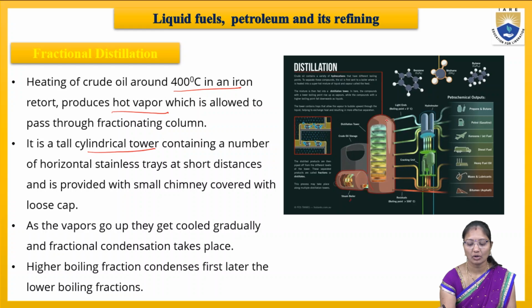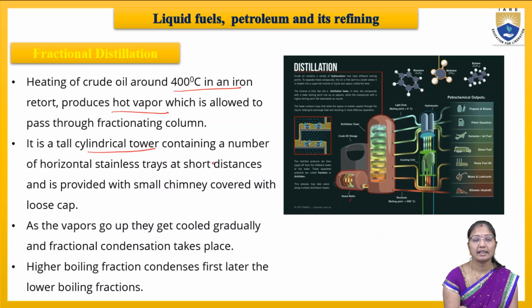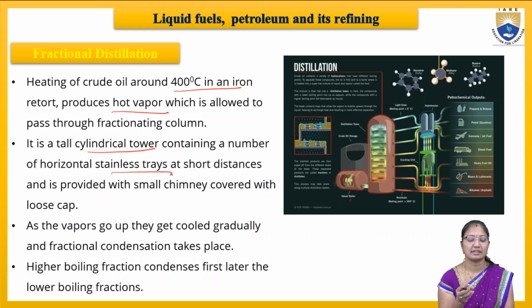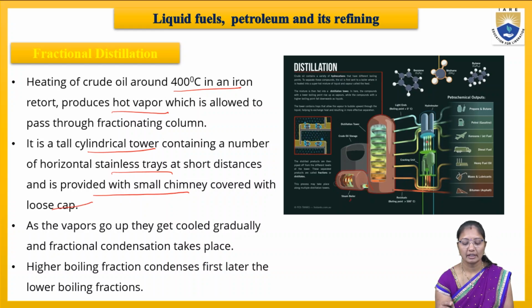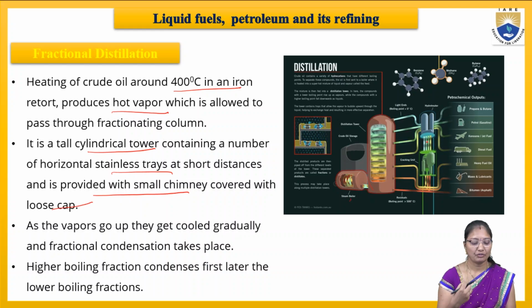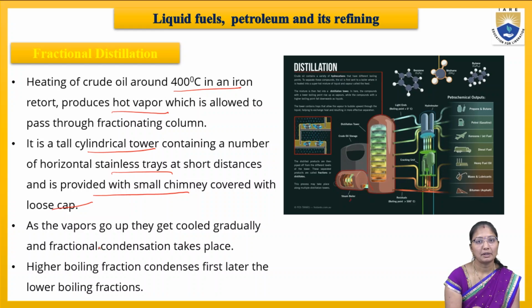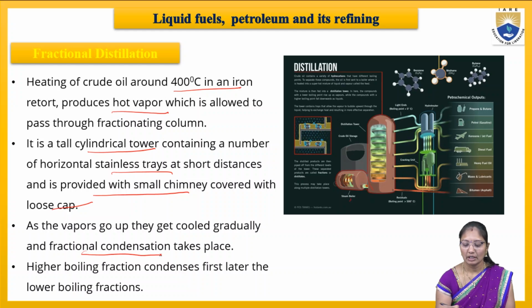We can see here the tall cylindrical tower containing a number of horizontal stainless steel trays at short distances, and it is provided with small chimneys covered with loose caps. The chimneys are provided with loose caps. It absorbs the vapors. As the vapors go up, they get cooled gradually and fractional condensation takes place. From here to here, the temperature decreases, from around 400 to around 20 degrees centigrade.